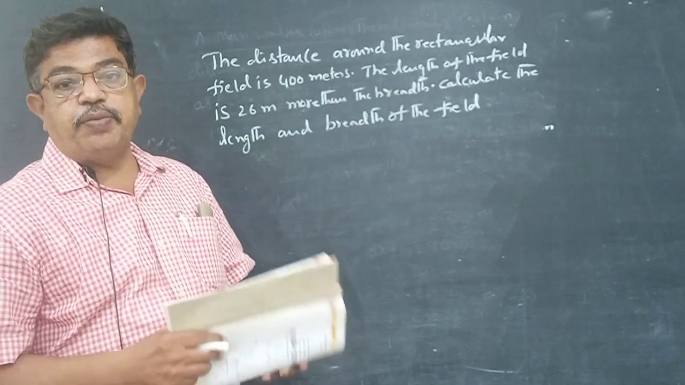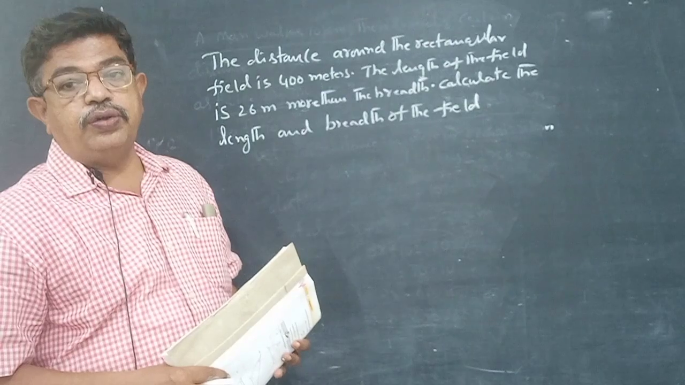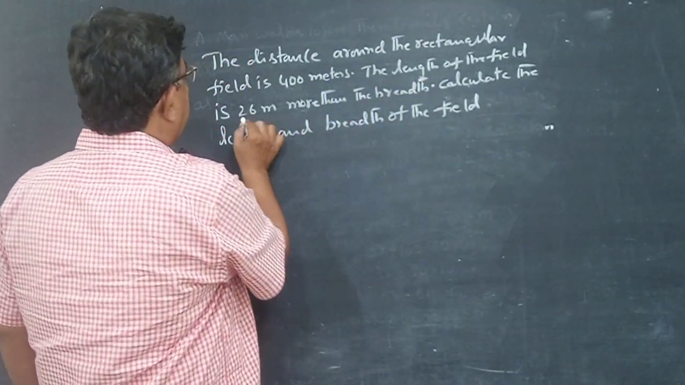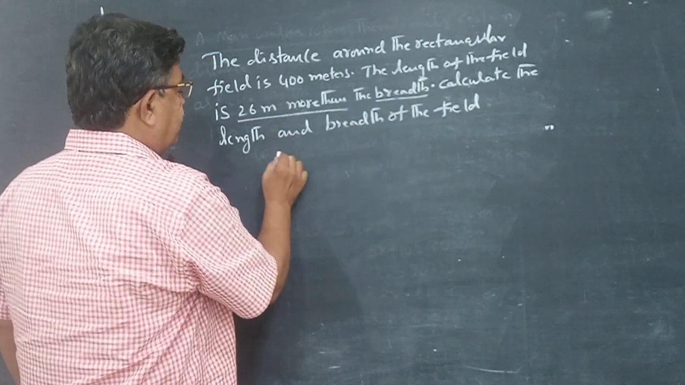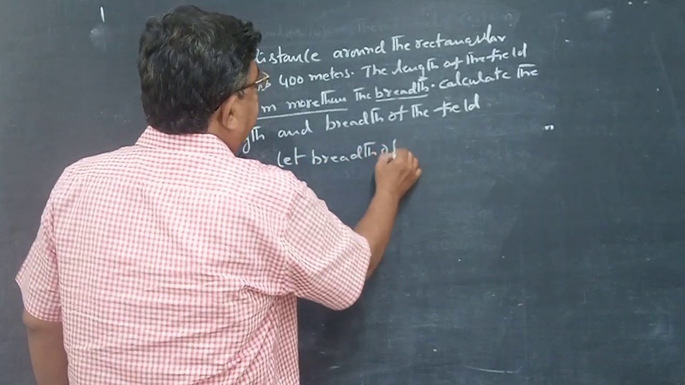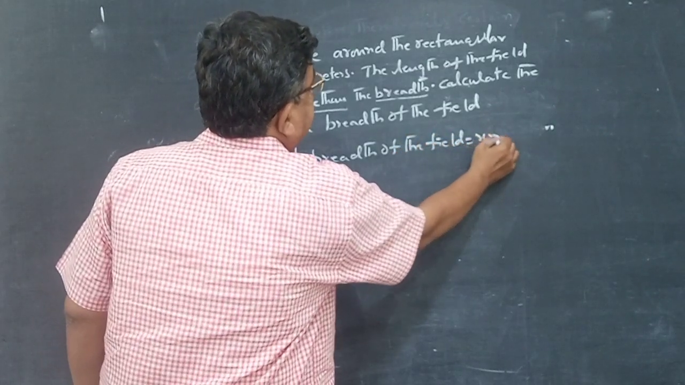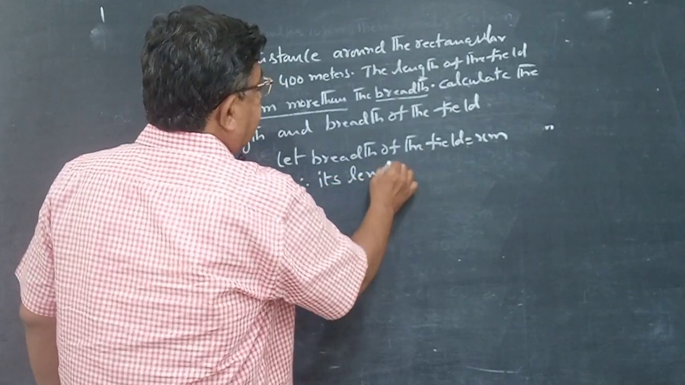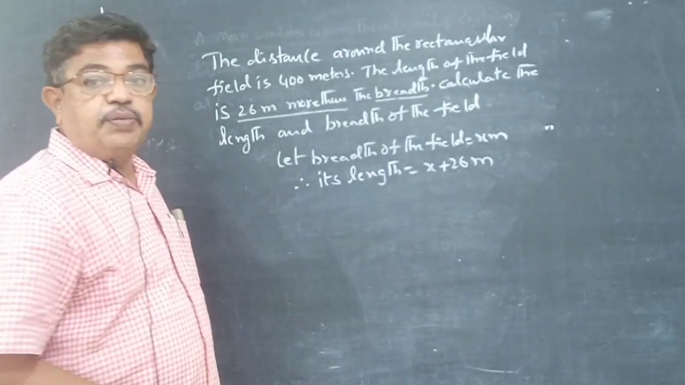So, you know what is the perimeter of a rectangle? It is given by the formula 2 into (L plus B). So, what is the condition between length and breadth? Length is 26 meters more than its breadth. So, we start with breadth. Let breadth of the field be x meters. Therefore, its length, which is 26 meters more than breadth, is x plus 26 meters. More than means you want to take plus.